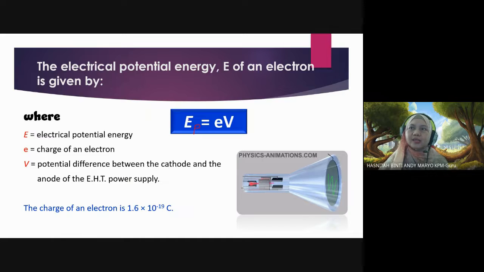So what is E, students? Electrical potential energy. What is e? Charge. Okay, the charge of an electron, which we learned before in Chapter 3. This is the charge for one electron: 1.6 times 10 to the negative 19 coulomb. And what is capital V? This is the potential difference between the cathode and the anode from the EHT supply voltage. So electrical potential energy equals EV.